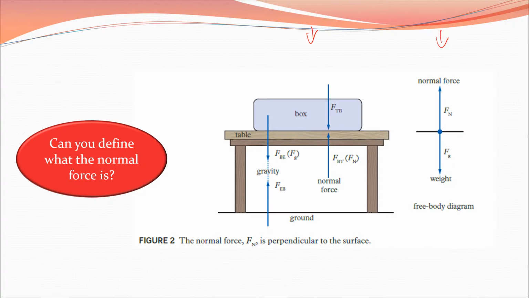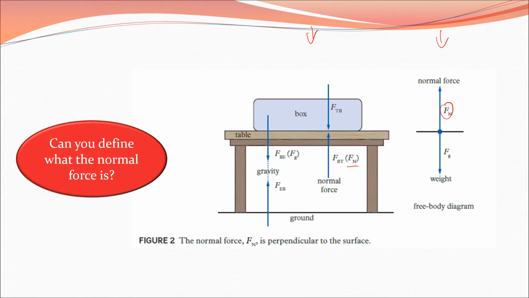So the normal force, we've got it listed there a couple of times. It's basically the idea of Newton's law, that for every action there's an equal and opposite reaction, the third law. The box is pushing down, being attracted towards the table, and the table's pushing back. That's what the normal force is.